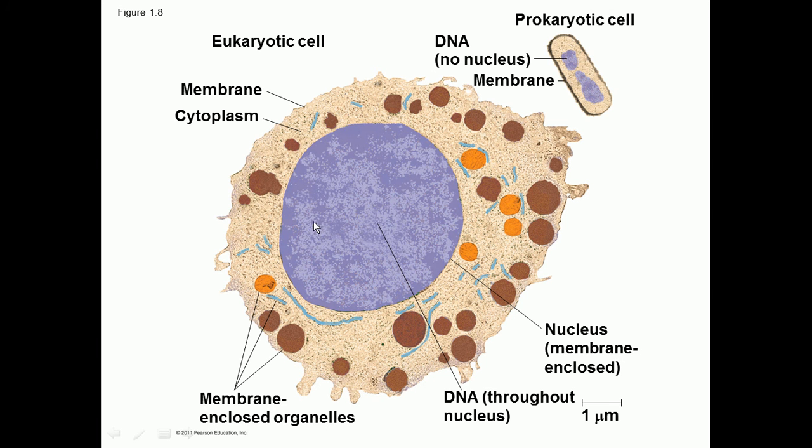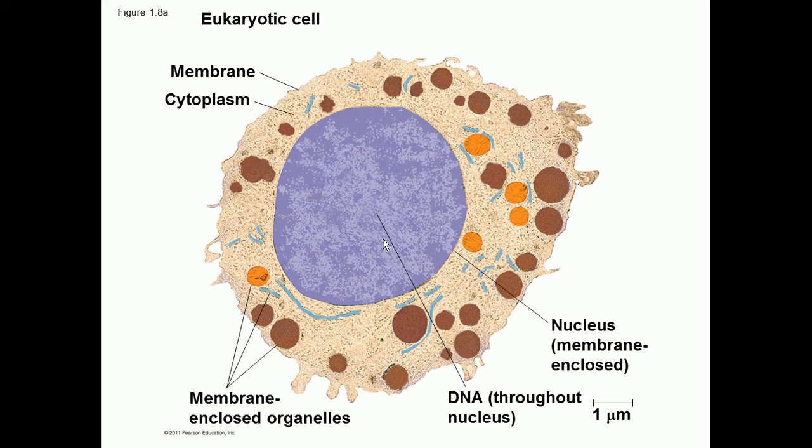So the nucleus is one of them. The nucleus is the organelle inside a eukaryotic cell which contains the genetic material, and genetic material is in the form of DNA. So this is the main difference between a eukaryotic cell and a prokaryotic cell.